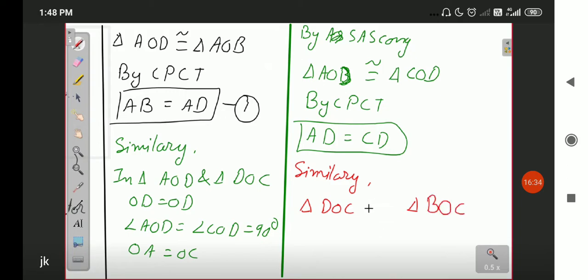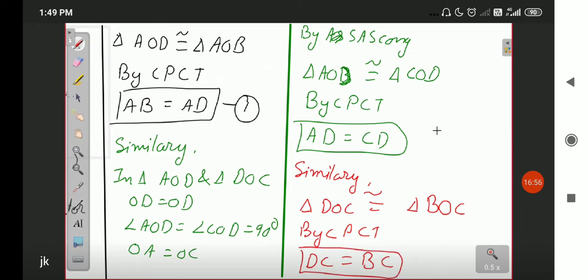BOC, these will also be a pair of congruent triangles. These two triangles will also be a pair of congruent triangles. And by CPCT, you will have DC as equal to BC.